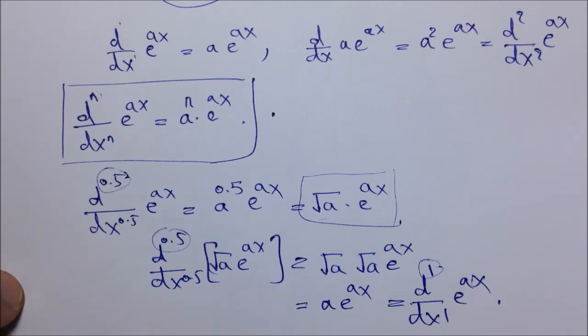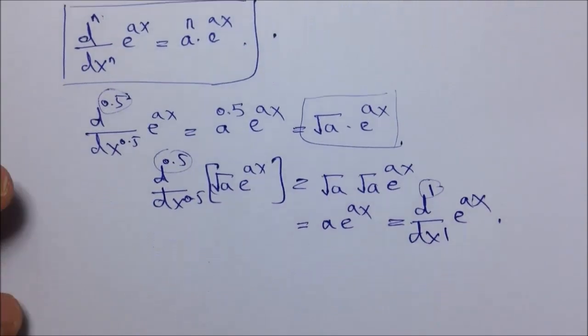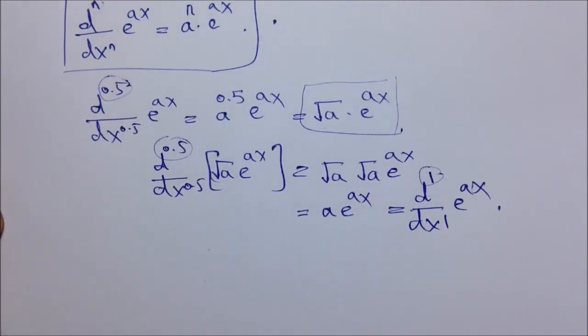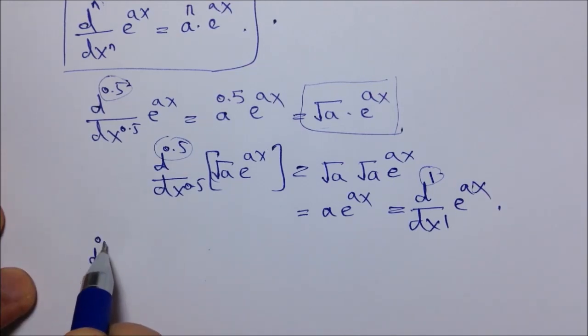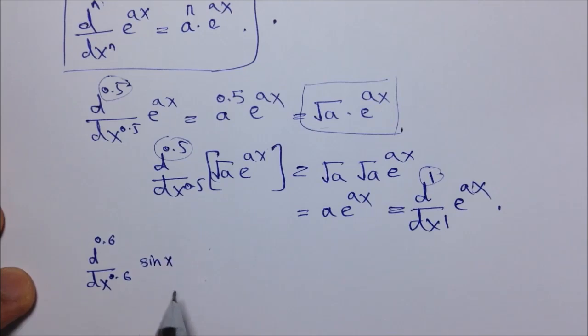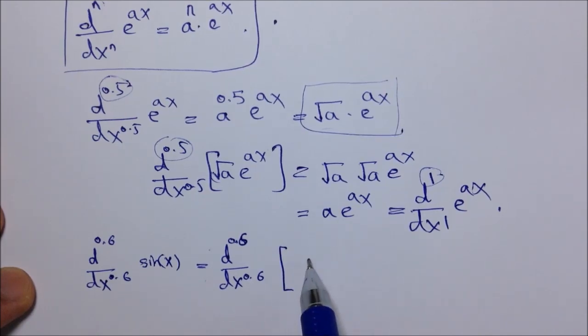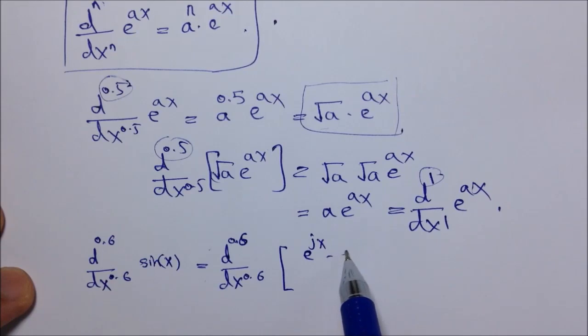Now what about other functions? Polynomials, trigonometrics, hyperbolic functions, and logarithmic functions. Now a simple trick to solve this problem is to rewrite other functions in terms of exponentials. For instance, if you want to find the 0.6 order derivative of sine x, then you're going to do that by first rewriting the sine x in terms of exponentials. So we get e to the jx minus e to the minus jx, divided by 2.